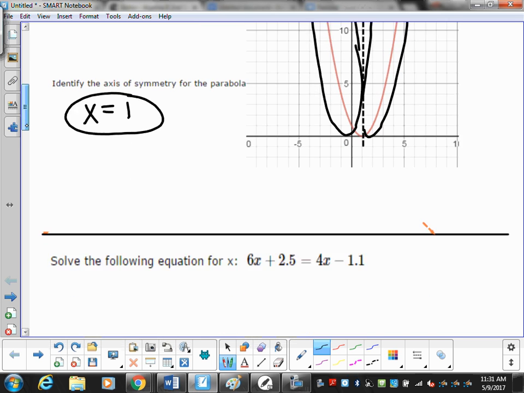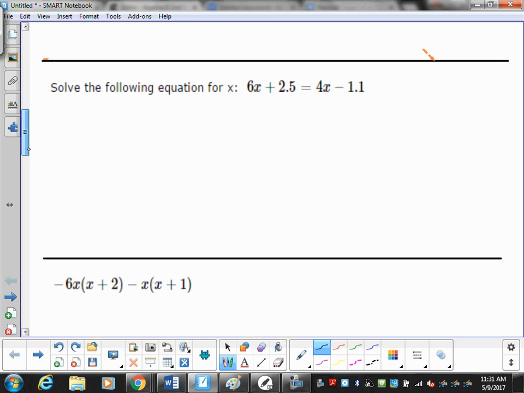Okay. The next one I have is solve the following equation for x. And now this one, you're going to get the variables together. The x's need to be on the same side. And then you work on getting the x by itself.